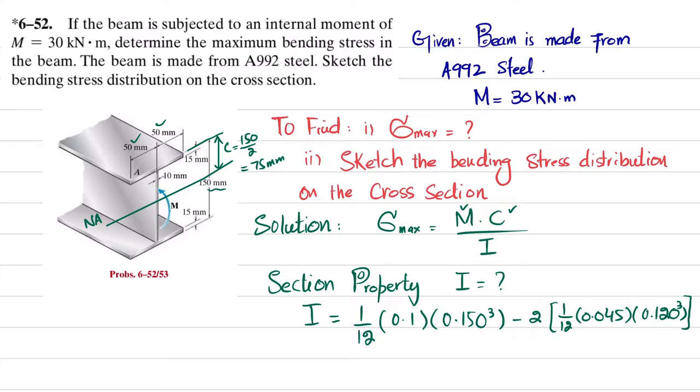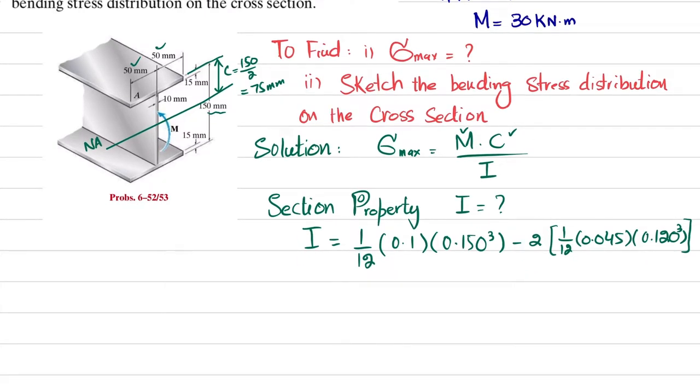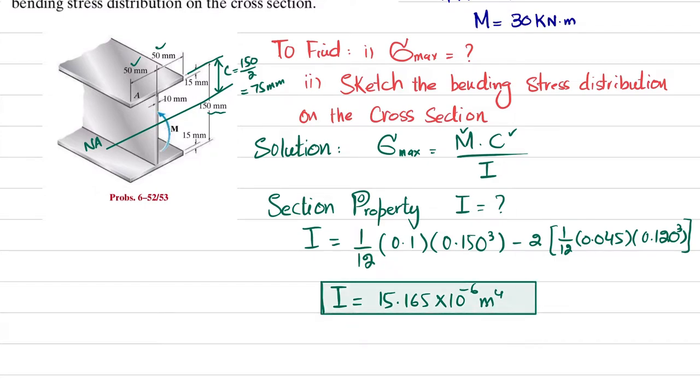Okay. So when you solve this, you will get the value of I, the second moment of inertia about the neutral axis, which comes out to be 15.165 times 10 raised to the power minus 6 meter to the power 4. Now you have all three values. You can just put them in this formula.